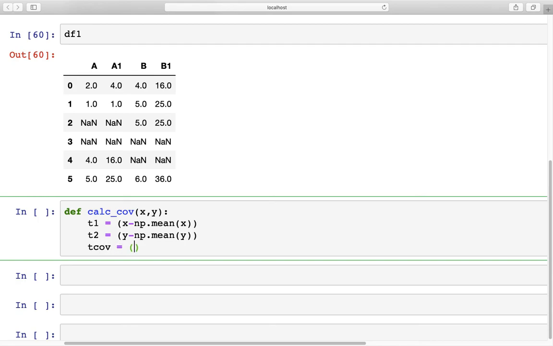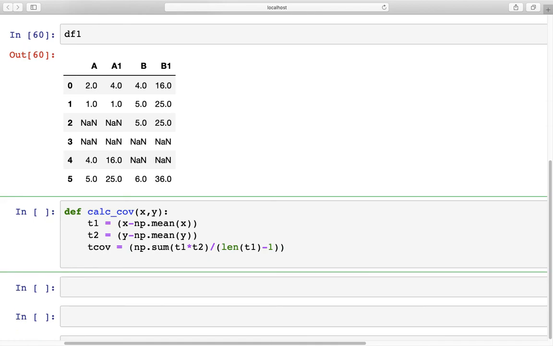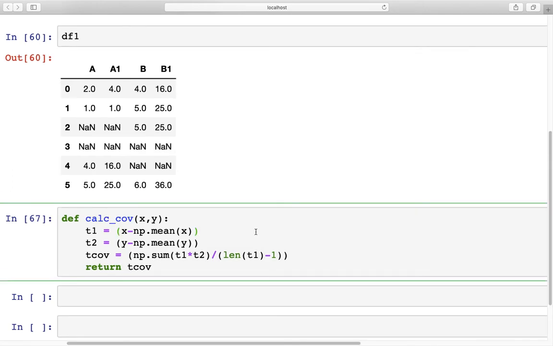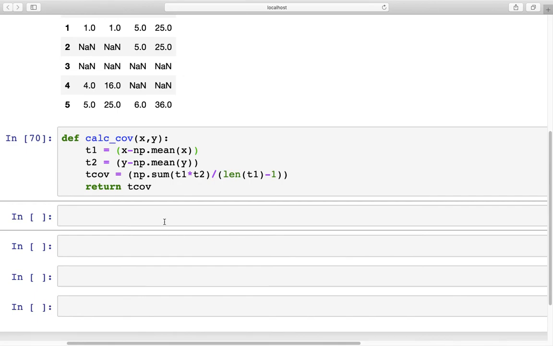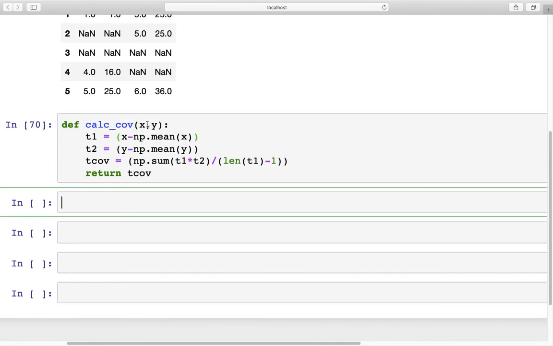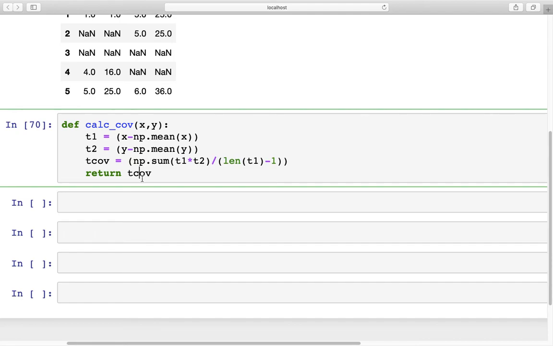Then we are going to get the covariance. Covariance is nothing but we take the sum of t1 and t2, so we multiply them, get the sum of that, and then divide that by the length of either t1 or t2, because both of them have the same length, minus 1. So the return value would be just the tcov. Now one thing to remember here is that this function takes in two series, but the output is only one value.